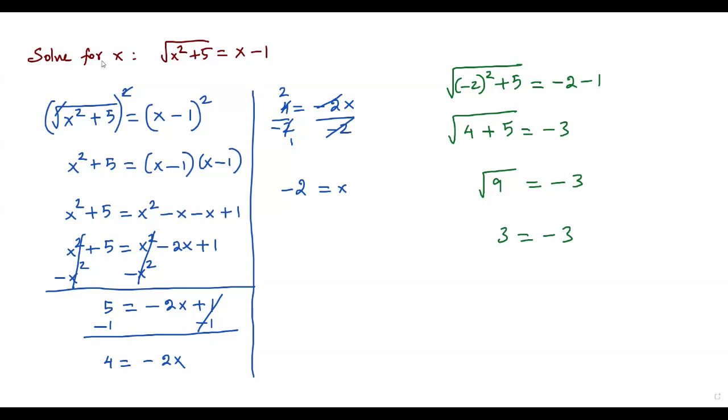When I plug in -2 for x into the original equation, I'm getting the statement 3 equals -3, that is positive 3 equals negative 3. Is it true or false? Definitely it's false, because a positive 3 can never be equal to a negative 3. So the statement we get is false. We got only one value for x when I solved the given radical equation, but that value itself does not satisfy the given radical equation. So for the given radical equation, there is no solution.